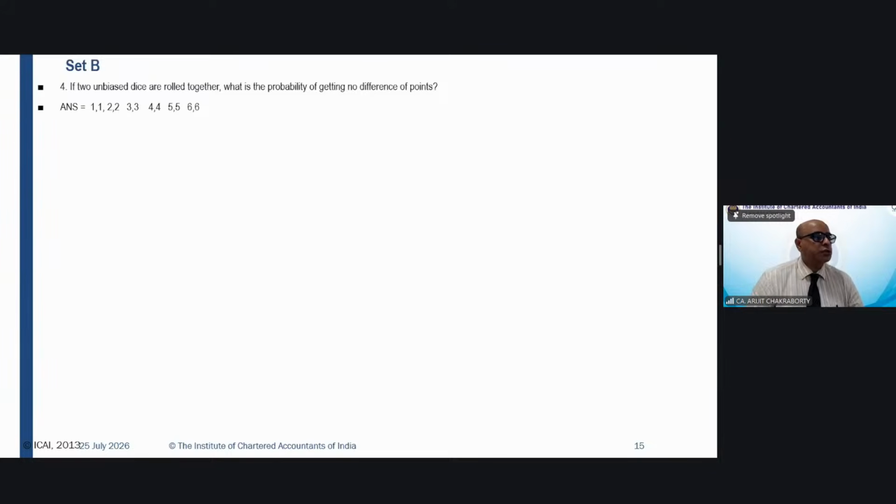Set B, we are taking questions. If two unbiased dice are rolled together, what is the probability of getting no difference of points? Another very interesting question. We are currently on slide number 15, taking up the questions from set B. No difference of points means the number which shows on top will be the same for both dice. That is why there is no difference.